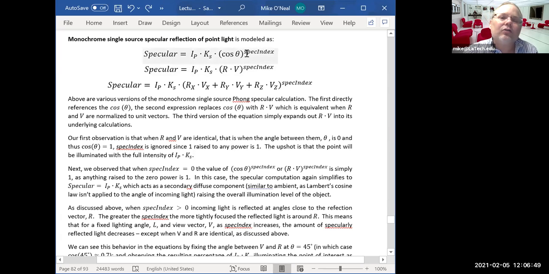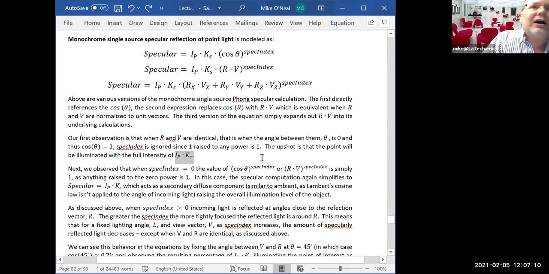So when this angle theta is 0, which means that the lighting vector and the reflection vector are identical, that'll give you a 1. Then it doesn't matter what the spec index is. It's essentially ignored, and the equation simplifies to that. So essentially, it becomes another kind of ambient lighting, if you want to think of it that way, right?